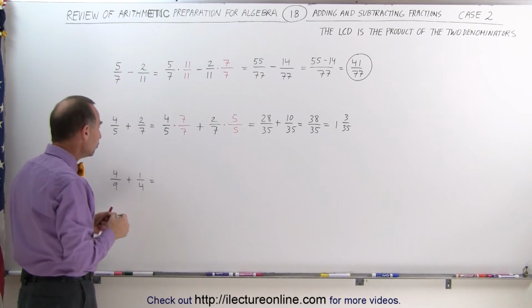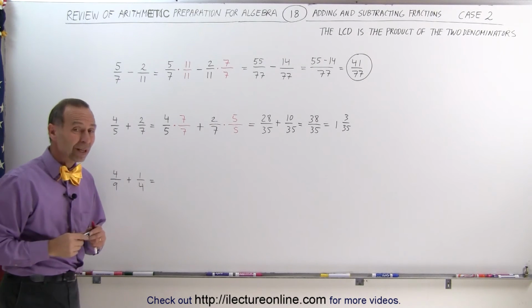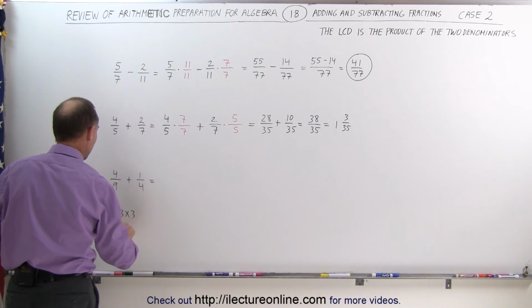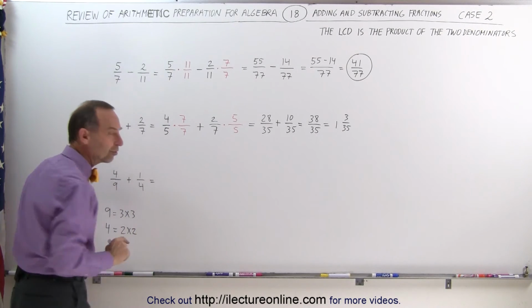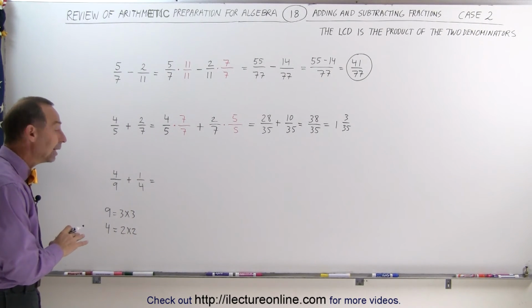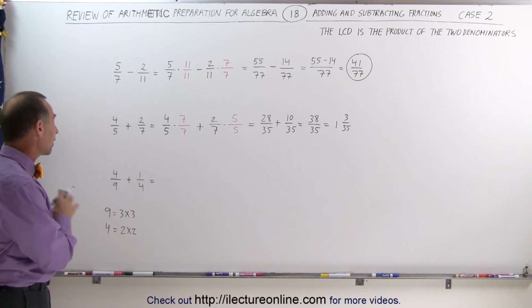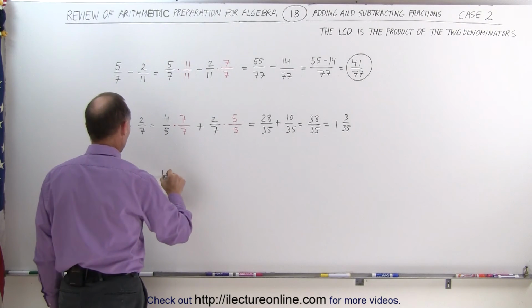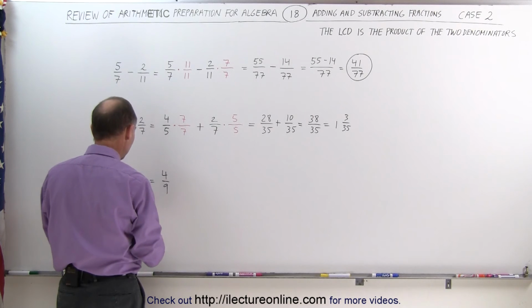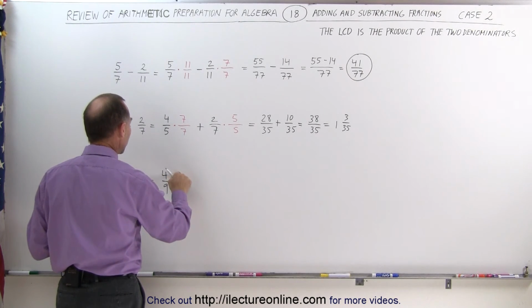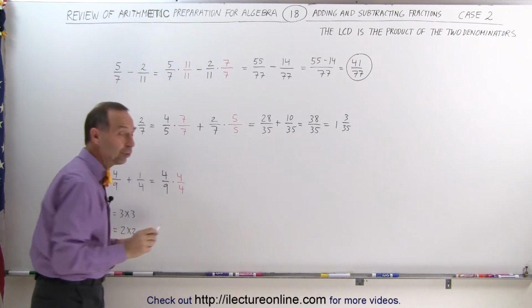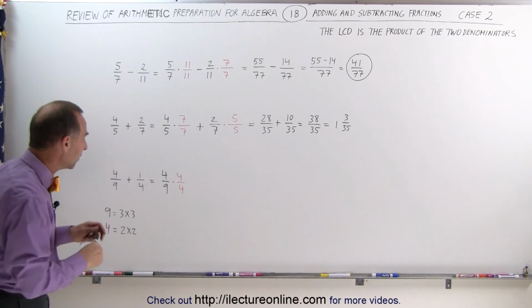Finally, to this one. Even though these are not prime numbers, we realize that 9, when you write it as the product of its factors, 3 times 3, and 4, when you write it as the product of its factors, 2 times 2, have no factors in common. Because of that, the lowest common denominator can only be the product of the two. And so you'll treat this exactly the same as you treated that one. The first fraction becomes 4 divided by 9, multiplied by 4 over 4. Again, you multiply both the numerator and the denominator by the denominator of the other fraction, doing exactly the same to the numerator as to the denominator.